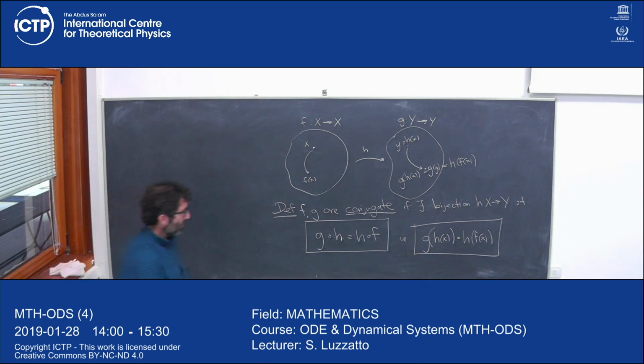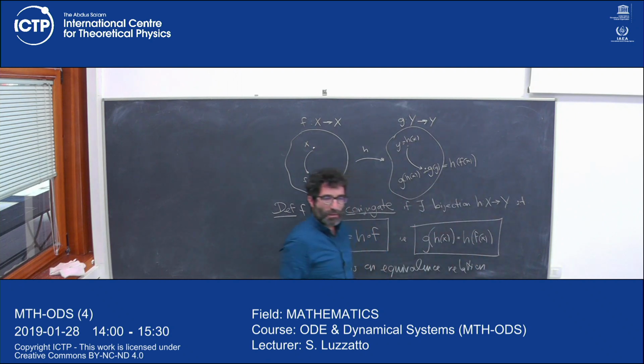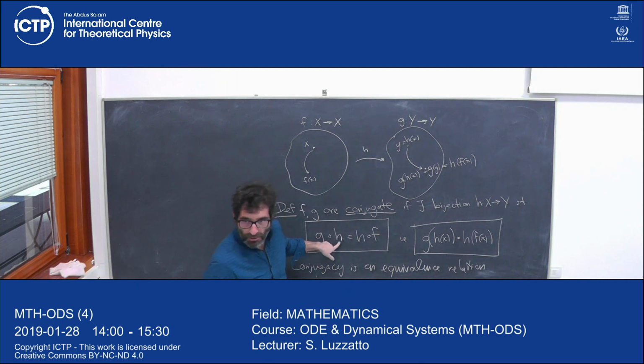So this is an equivalence relation. Can you show me that this is an equivalence relation? So conjugacy is an equivalence relation. It is reflexive because we use the identity, symmetric using H minus 1, and transitive we just compose the H's. Can we write another form, for example, G is equal to H f H minus 1? Yes, because H is a bijection. Right, H is a bijection, so you can write the inverse, right? So that's exactly right.